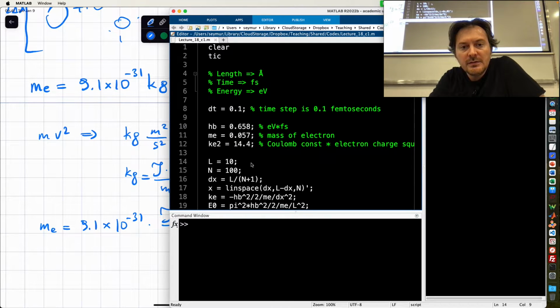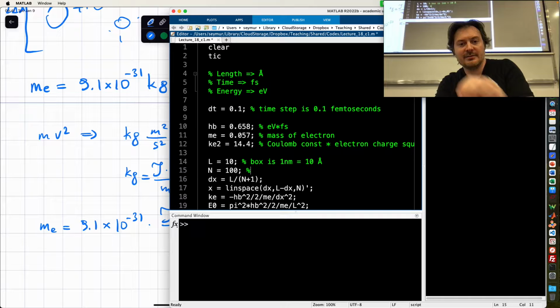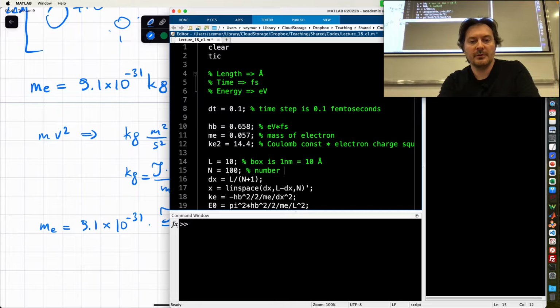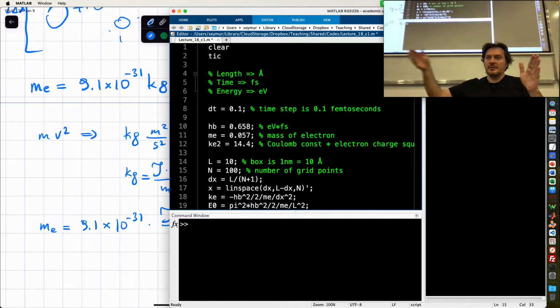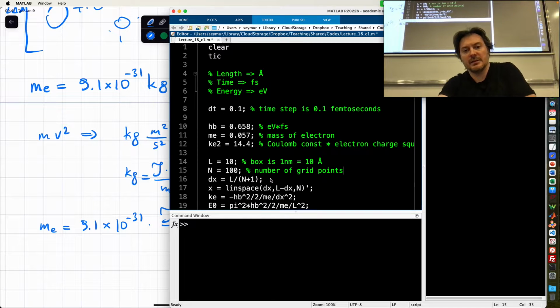Okay. Then there is this L. This is the size of the box. The box is 1 nanometer, which is 10 angstrom, right? Wow, I can actually write angstrom. What is N? N is the number of grid points. So I have divided 10 angstrom into 100 points, okay? Since I did that, I get the delta x from that. L divided by n plus 1 is delta x.